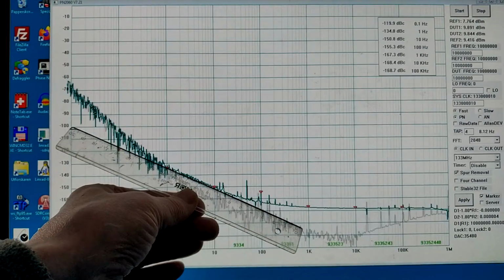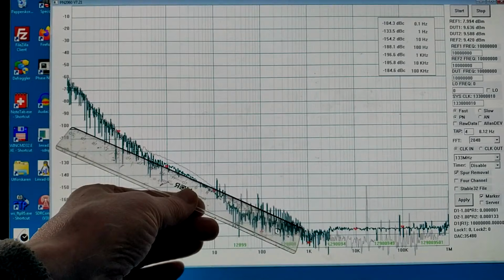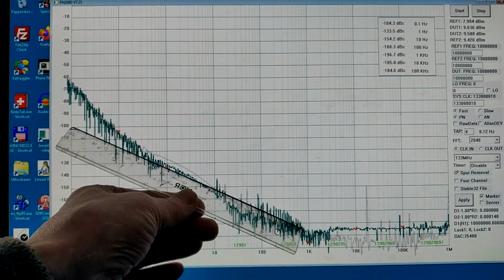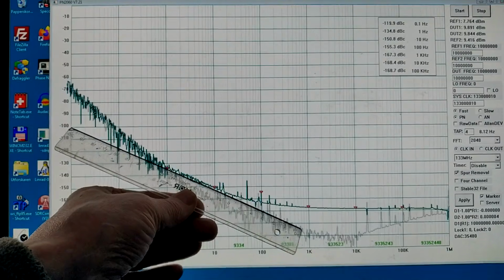And there is a significant difference. At 10 Hz offset through the crystal filter is better, but at 1 Hz offset it is a little bit worse. But the differences are fairly small, about 2 or 3 decibels.